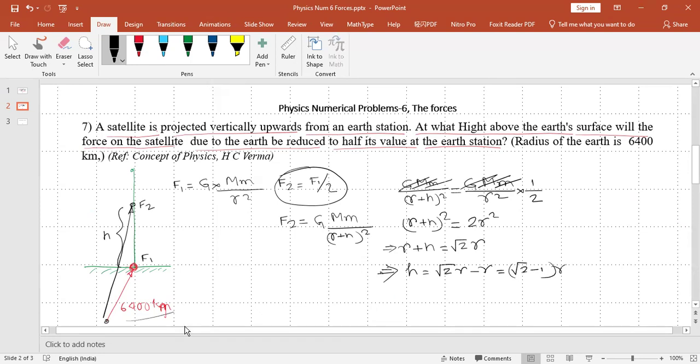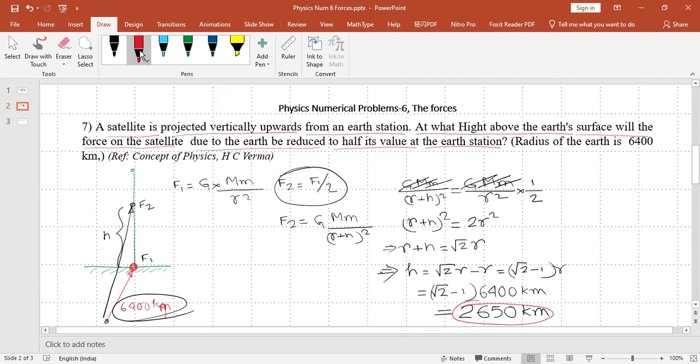where R is given as 6,400 kilometers. So (root 2 minus 1) multiplied by 6,400. If you calculate this with your calculator, you will find this is 2,650 kilometers. The answer.